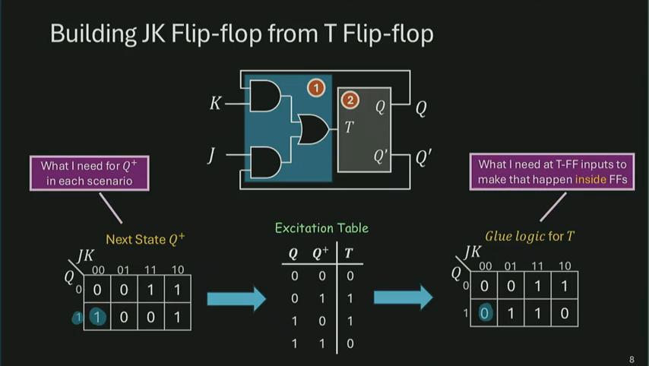Second example, the state transitions from the current state of 1 to the next state of 0, which can be done by toggling the flip-flop. So the T input needs to be a 1. On the next entry, Q and Q plus, that's a 1 to 0 transition, which can be realized by toggling the flip-flop. So T input is a 1. And finally, 1 to 1, we need to hold the flip-flop, so T input is a 0.